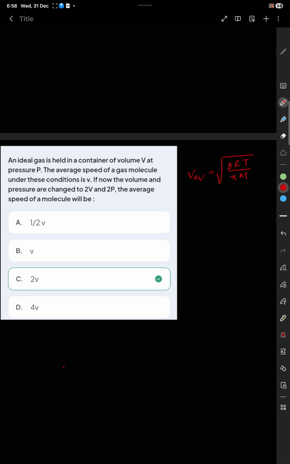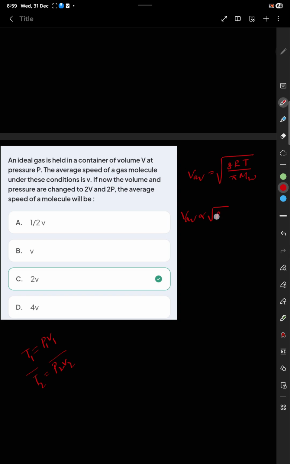Now this is M, that is molecular weight. This is the same for a single gas. 8 is constant, R is constant, pi and MW are constant, so this will depend on T only. So V average will be proportional to root T only. Now it is given that volume and pressure change to 2V and 2P, and T is equal to PV by R. So you may write T1 by T2 equal to P1 V1 by P2 V2.